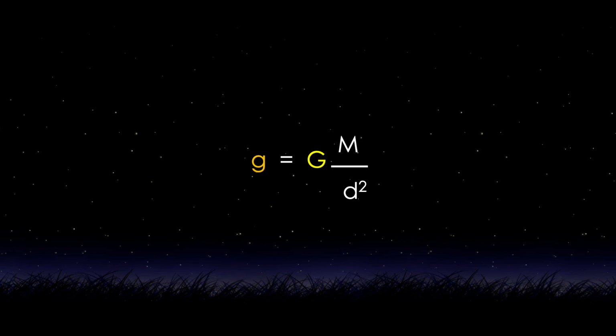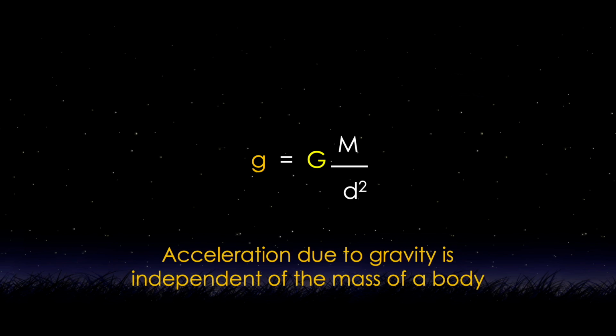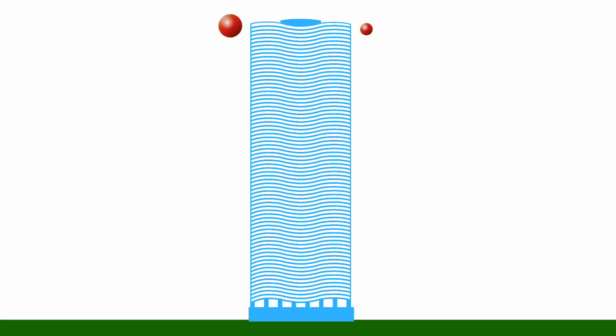Now, if we look at this equation, we find that acceleration due to gravity is independent of the mass of a body. That means that if we drop two balls of different masses from a building, in the absence of air resistance, they would come to the ground in the same amount of time.